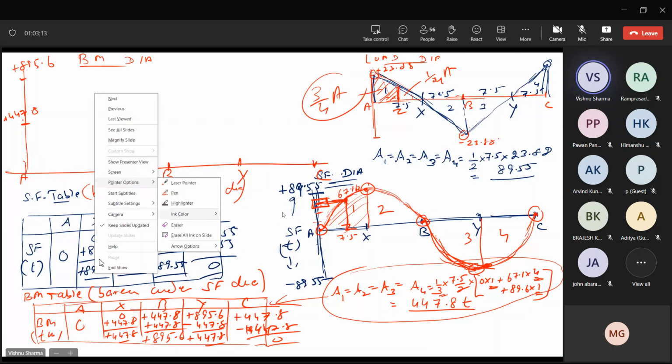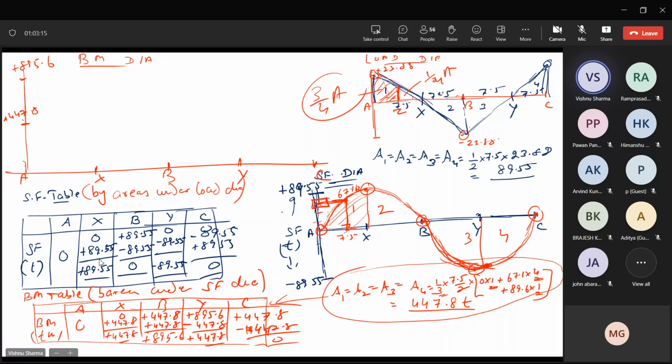And then I have at A, it is 0. At X, it is so much. At B, it is so much. At Y, it is so much. At C, it is 0. Now, guys, these have to be joined. Look at the SF diagram. Pay attention to what I'm saying. Look at the SF diagram.